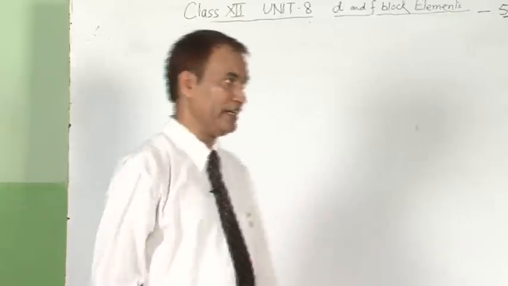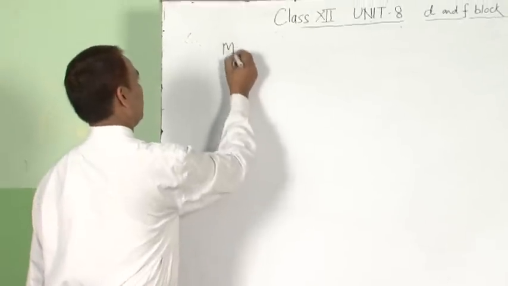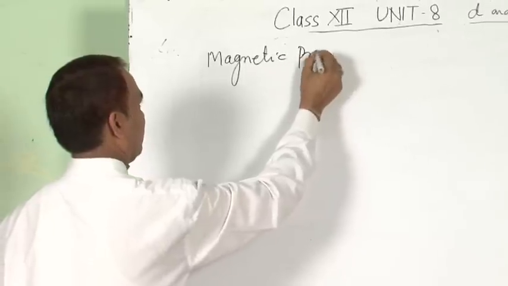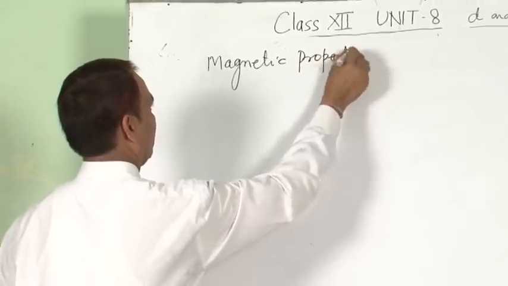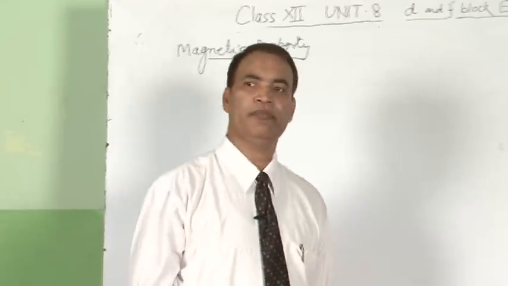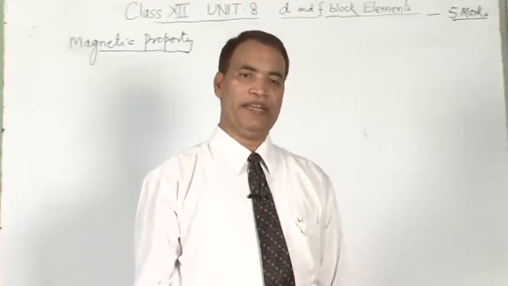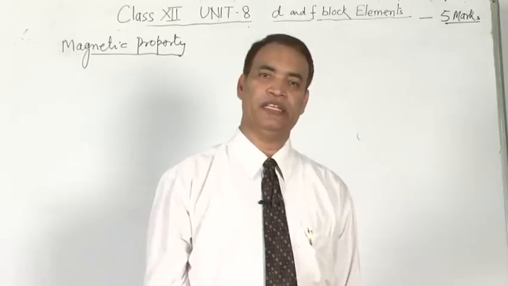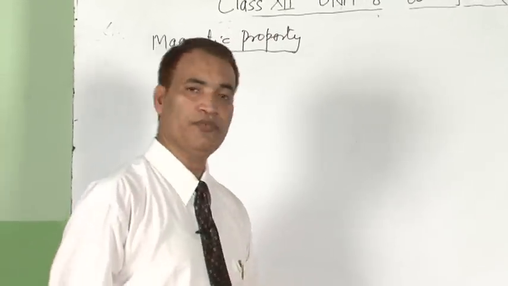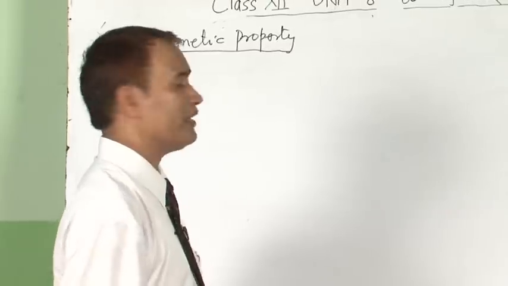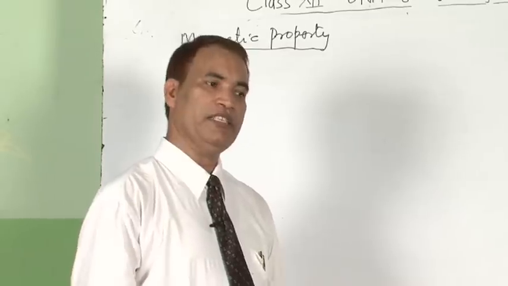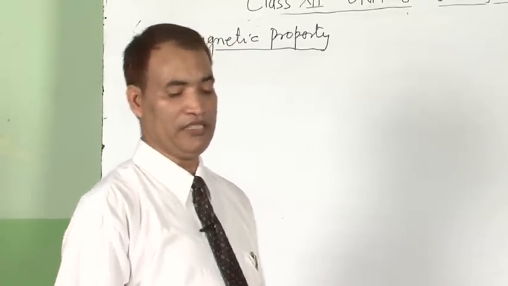Next characteristic, magnetic property, or magnetic behavior. Transition metals are generally paramagnetic. The paramagnetism is due to the presence of unpaired electrons. As we see in the electronic configuration of the transition 3d series, 4d and 5d, there are unpaired electrons in d orbital. That's why they show paramagnetic behavior. If it is completely filled, it becomes diamagnetic.